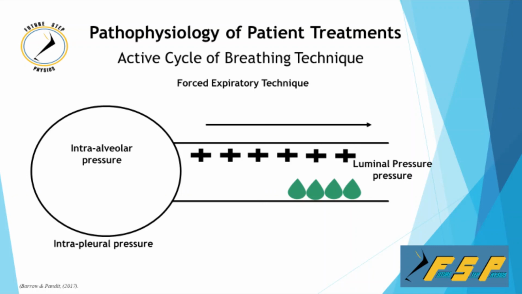With FET, as air leaves the alveoli and moves towards the mouth, the pressure within the lumen of the lungs slowly starts to become equal to the intrapleural pressure, until it becomes even with intrapleural pressure, and because of this there is dynamic compression of the airways, which helps to force sputum up and out of the lungs towards the mouth.